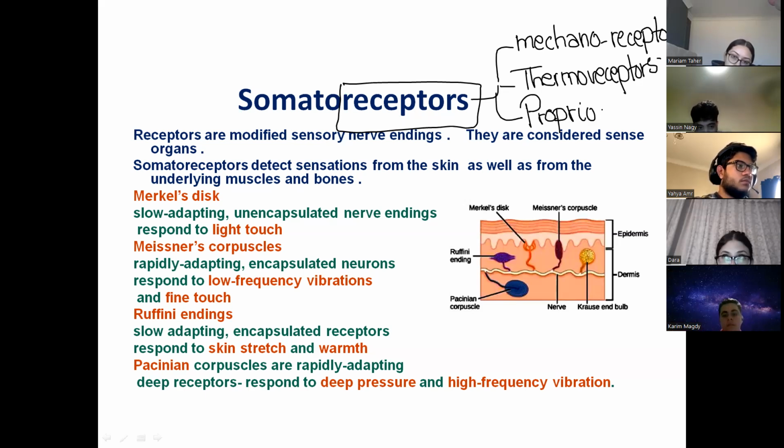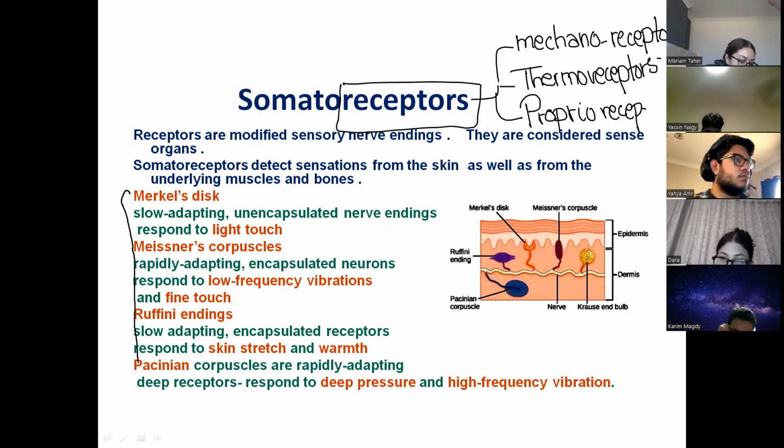proprioceptors. Proprioceptors are a special type of receptors that tell you the position of your joints in space. You might have your eyes closed, but you know, for example, that your elbow joint or your knee joint is flexed or extended even if you don't see them. We will focus more on mechanoreceptors and thermoreceptors.